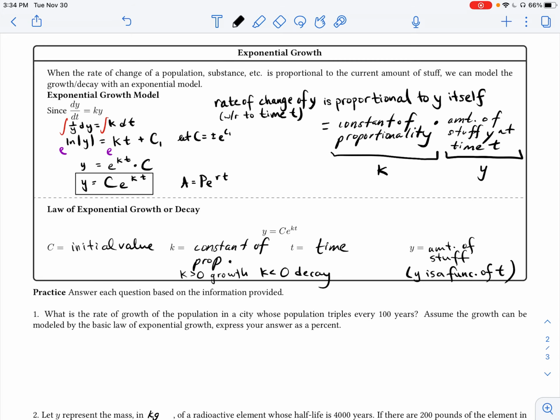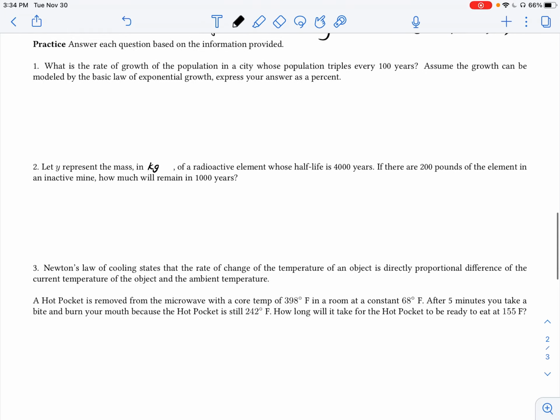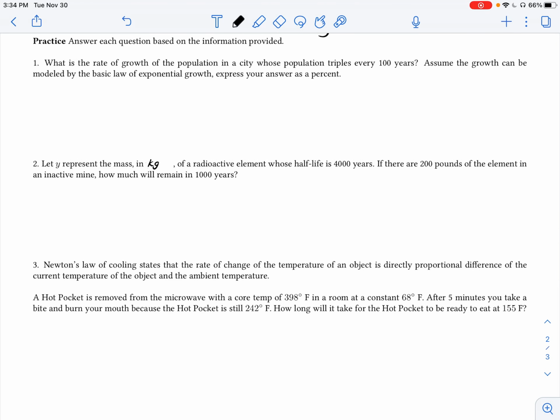But let's just look at a couple quick problems, all right? So looking at these here below, what is the rate of growth of a population in a city whose population triples every 100 years? Let's assume that the growth can be modeled by the basic law of exponential growth. So we're going to say y is equal to c times e to the kt power.